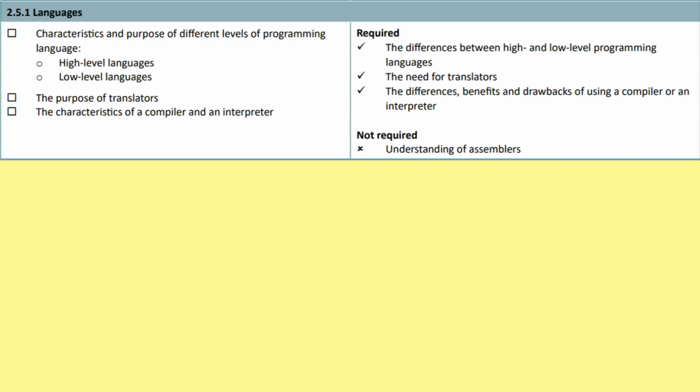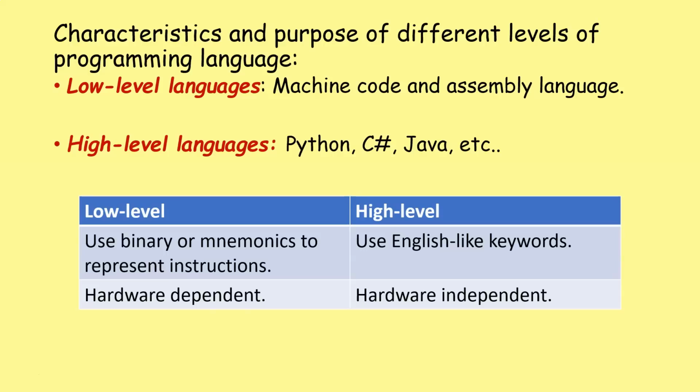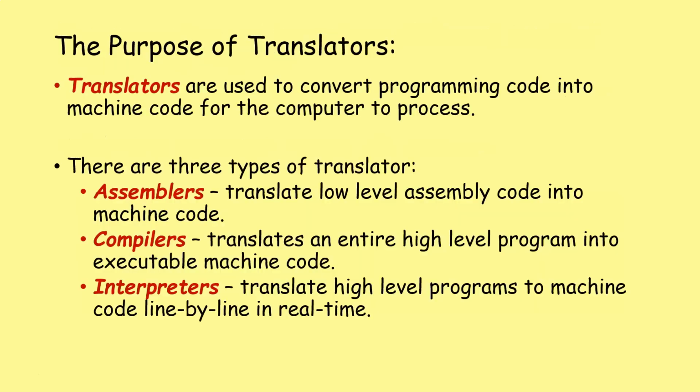2.5.1 Languages. Low-level languages means machine code and assembly language, whereas high-level languages are the languages that you're most familiar with: Python, C#, Java, etc. Low-level languages use binary or mnemonics to represent instructions, whereas high-level languages use English-like keywords. Low-level languages are hardware-dependent. High-level languages tend to be hardware-independent. They can run on different platforms and different systems.